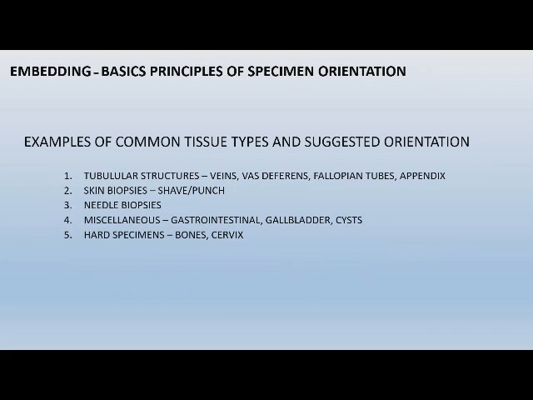So some of the common structures that we have to deal with in specimen orientation, again, the tubular structures, the vas, the veins, fallopian tubes, etc. Different types of skin biopsies. We've got needle biopsies. Then there's the miscellaneous specimens from the gastrointestinal tract, gallbladder, cyst, and we've got hard specimens. Bones are definitely hard, even if they're decalcified. And we all know that cervix, especially if it's slightly overprocessed, can feel just like a bone. And I don't know about you, but I have chunked out more than one or two pieces of cervix in my day. So that's considered pretty hard too.